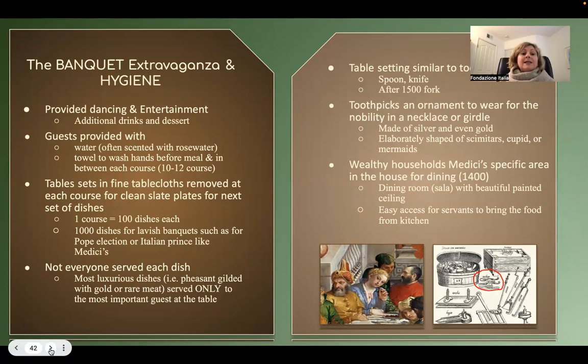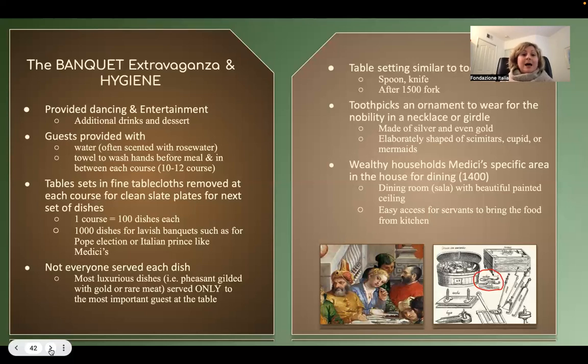The tables were set with tablecloths, which were also removed after every course or after every dish, so that there would be a clean tablecloth and clean plates for each dish. So this is what it looked like.